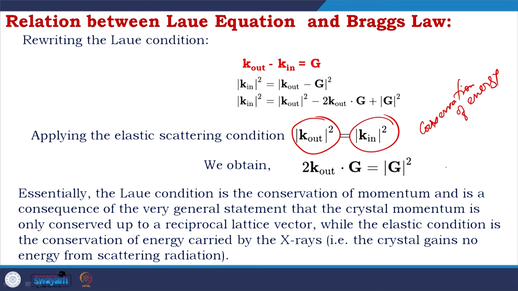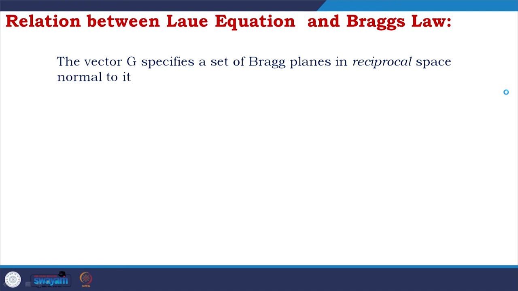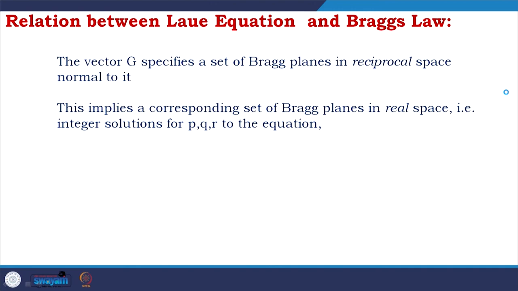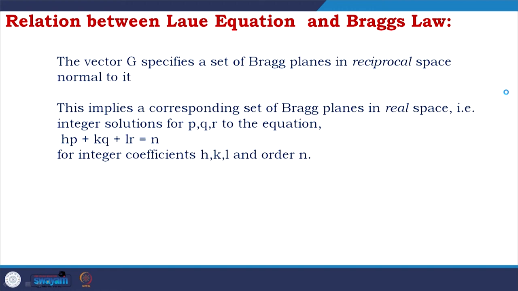Now, the vector G specifies a set of Bragg planes in the reciprocal space normal to it. This implies a corresponding set of Bragg planes in real space, that is, integer solutions for p, q, r to the equation hp plus kq plus lr equals n, for integer coefficients h, k, l and order n.